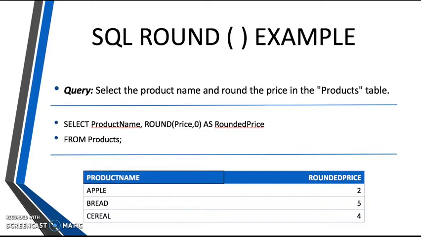First, we have an example of SQL round. The query states, select the product name and round the price in the products table. The code executed is select product name, round(price, 0) as rounded price from products. The output then displays the rounded price for each product, which is here, rounded price: 2 for apple, 5 for bread, and 4 for cereal.